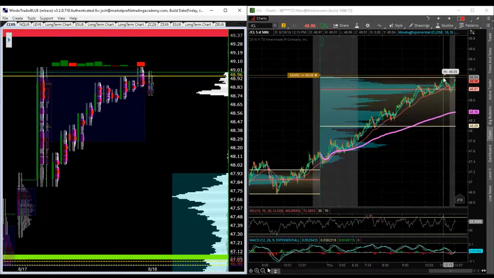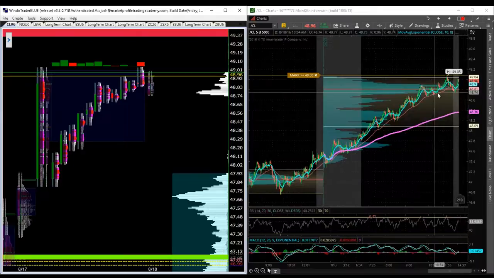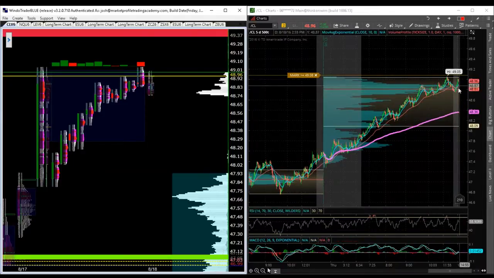I got short here at 49, actually not 49.05, but I shorted 49, and then I peeled them off as we got back to the point of control here, which was a likely area to test. Now we're testing higher, and I think we're going to continue higher overnight.